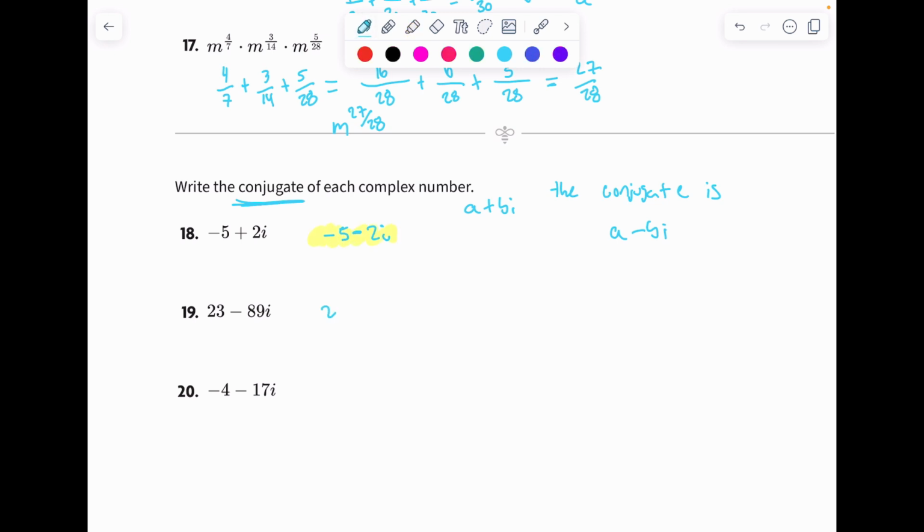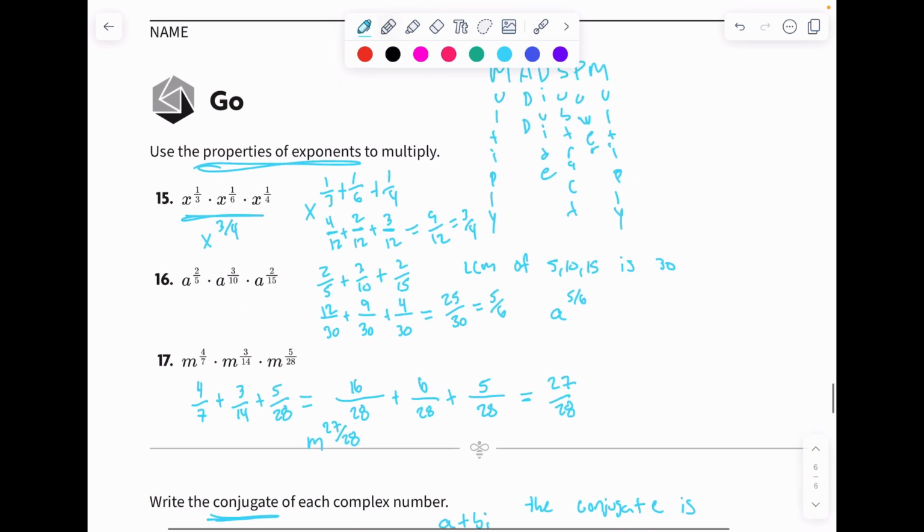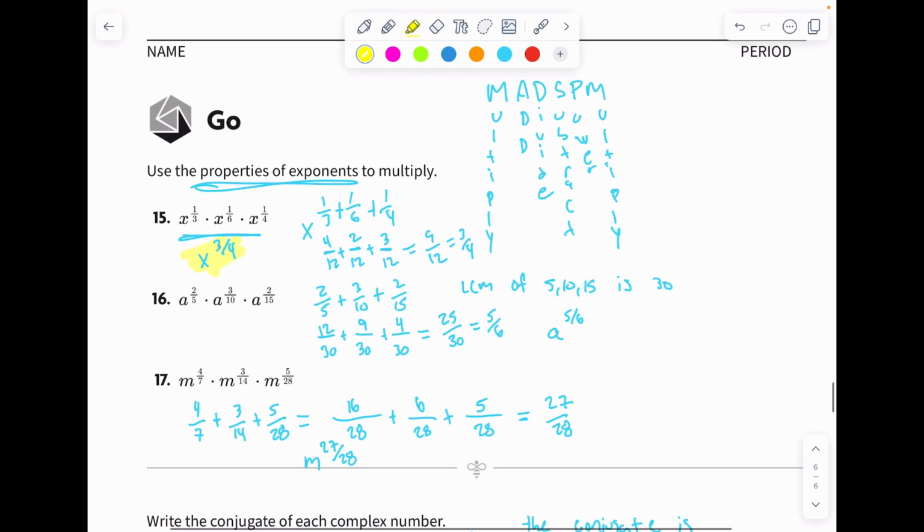And here I have 23 plus 89i. And then here I have -4 plus 17i. And if I have A minus Bi, the conjugate is A plus Bi. Let me highlight these answers. Let's write it more clearly: a to the 5/6 here, and this is m to the 27 over 28.